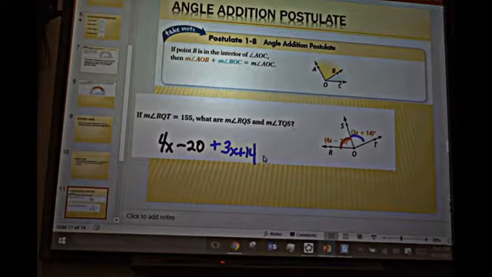What should they total? 155. Okay. That's going to give us how many x's? 7x. What's the constants change to?